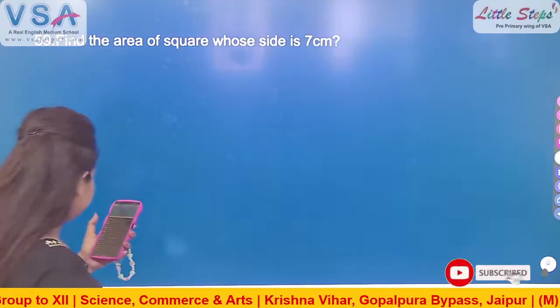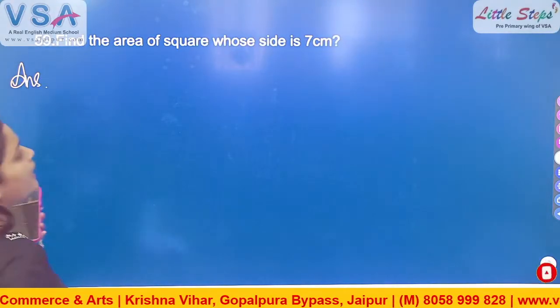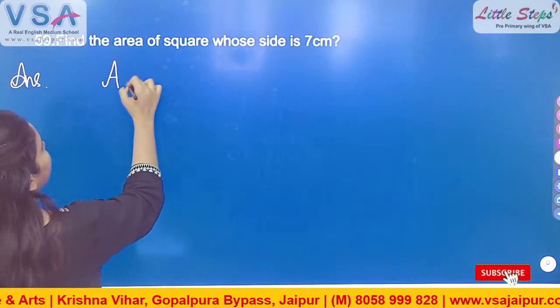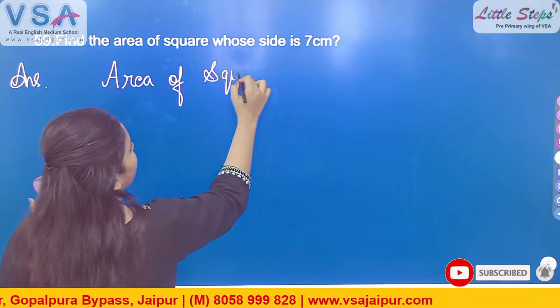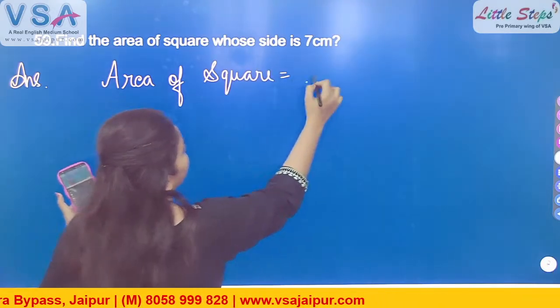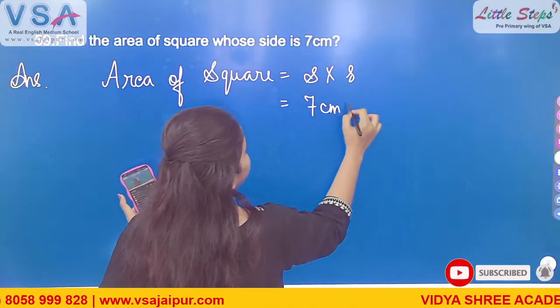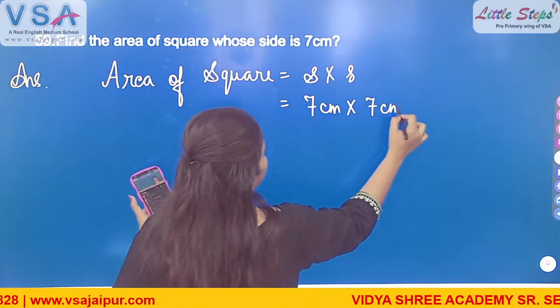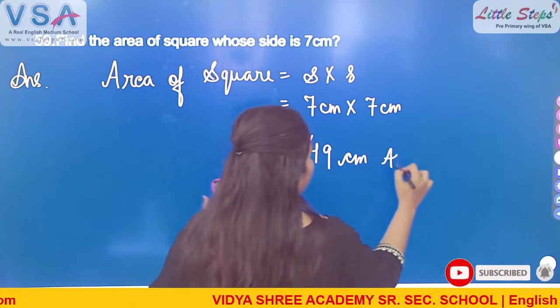So, moving on to 59th question. Find the area of a square whose side is 7 centimeter. Area of a square is side into side. And we have to multiply side by side. We have 7 centimeter multiply 7 centimeter. 7 7s are 49 centimeter square is the answer.